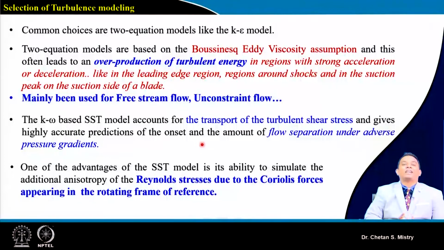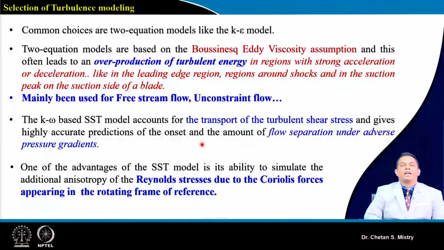We have restricted kind of flow between two blades. We have a constrained flow configuration. Under that configuration, the SST K omega model needs to be used. It captures the flow separation under adverse pressure gradient correctly. That was proposed by Menter.